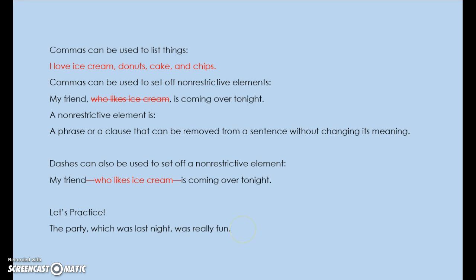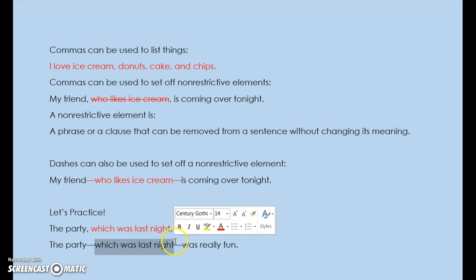I could also say the party, which was last night, was really fun. Same sentence, I used commas here, dashes here, same non-restrictive element, which was last night. If I were to remove "which was last night" from the sentence, it still makes sense. That's what a non-restrictive element is. Think of a non-restrictive element as a part of the sentence that's just giving you extra information.